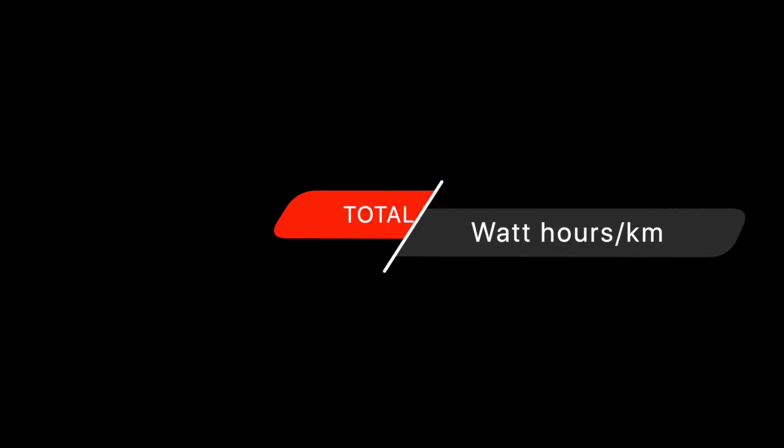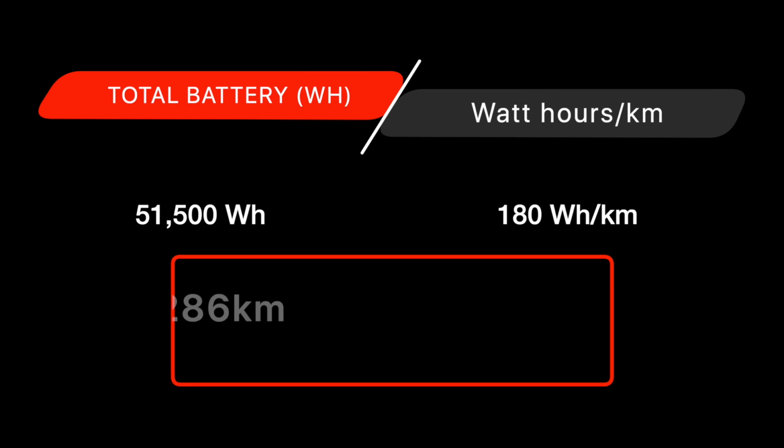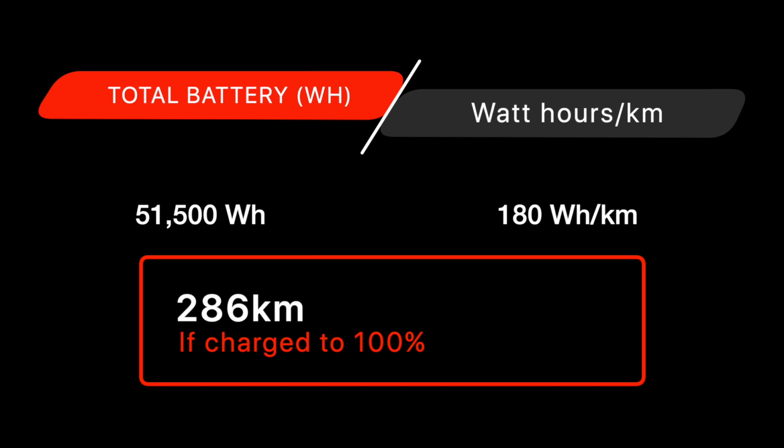Using the watt hours per kilometer method, that is basically taking the total battery pack size and dividing it by the number of watt hours per kilometer. Today's drive would have given us about 286 kilometers of range. That is, if I charged this fully to 100% and took this exact journey and repeated it again and again and again. Let's try and eliminate those hills. Pretty damn hard to do that, isn't it?